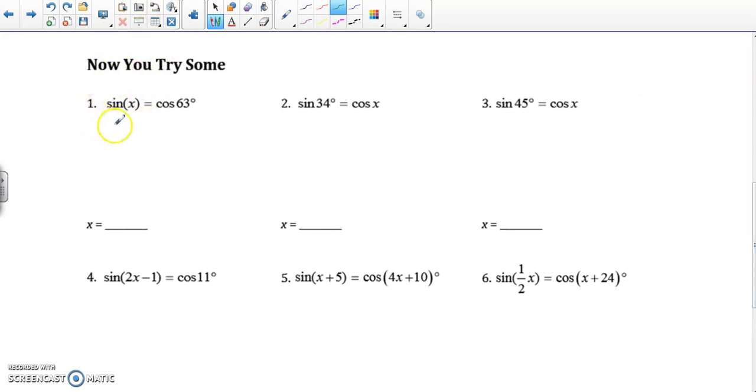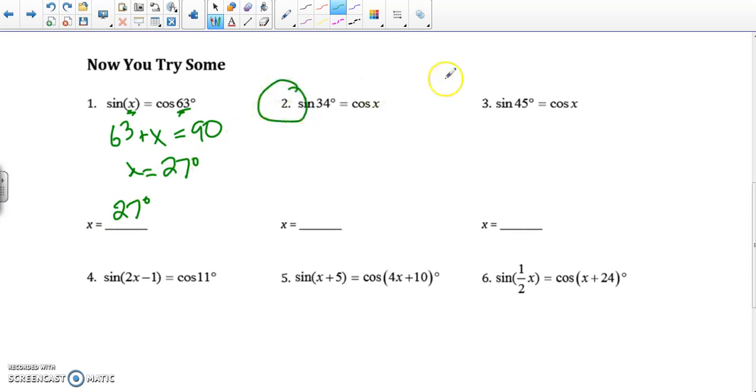So for number one, the sine of x equals the cosine of 63. To find out what x is, we just have to figure out what makes these two angles add up to 90. So this plus this has to equal 90. So we do a little bit of math. We subtract 63 from both sides, and we get x equals 27 degrees. There's your answer. So you can do the same thing for number 2. You can do the same thing for number 3.